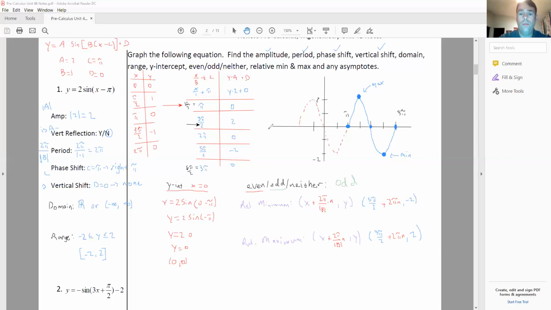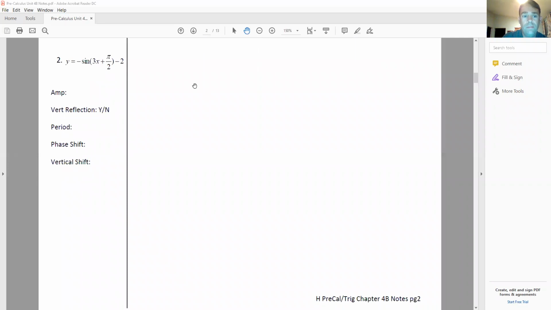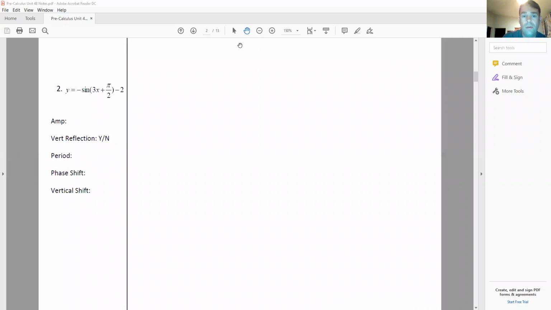That's all the stuff you'd be asked to do on a sine or even a cosine graph. Cosine is just going to have different starting points, but everything's the same. So go ahead and pause the video. You can see number 2 down there. Go ahead and pause the video and give number 2 a try. Go for it. Let's see how y'all did.